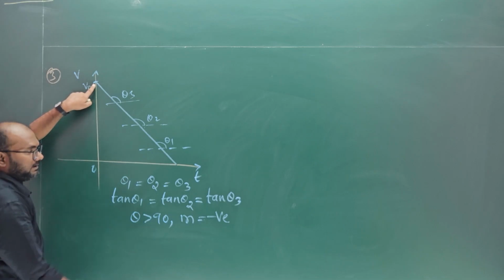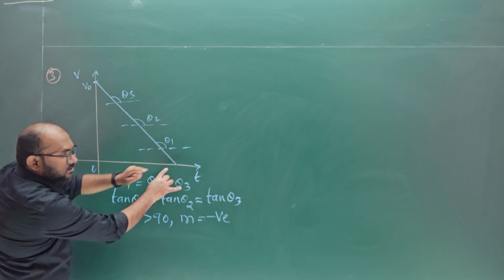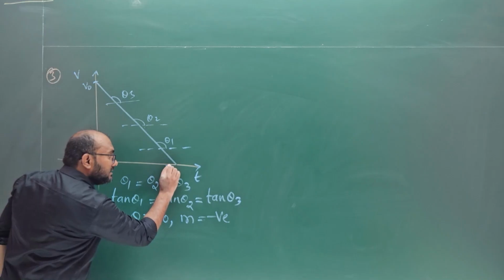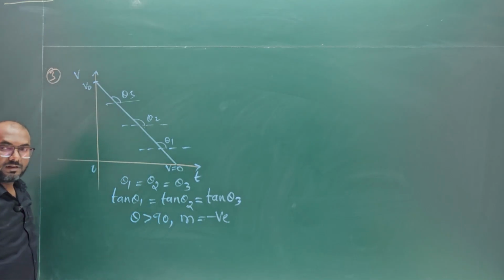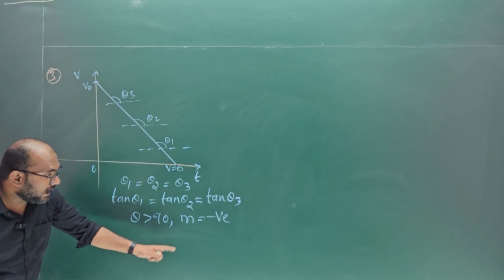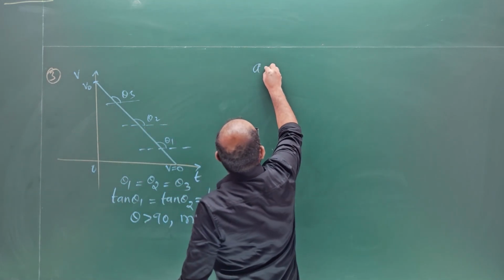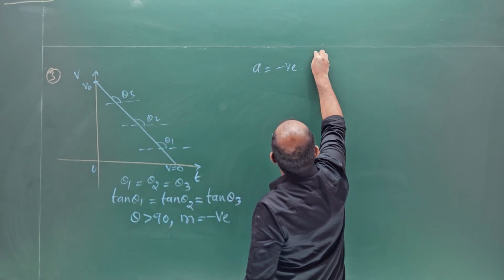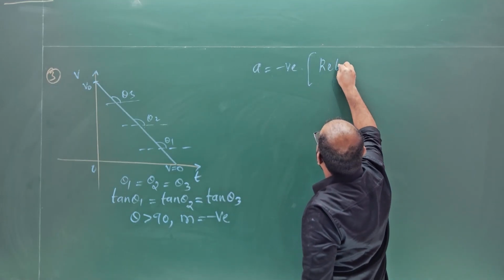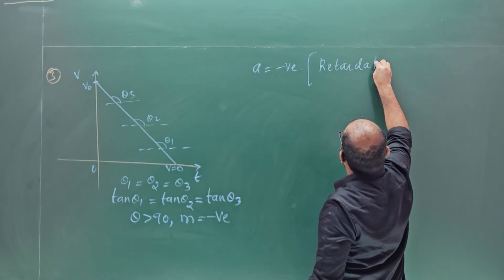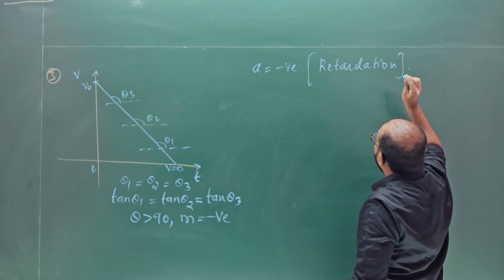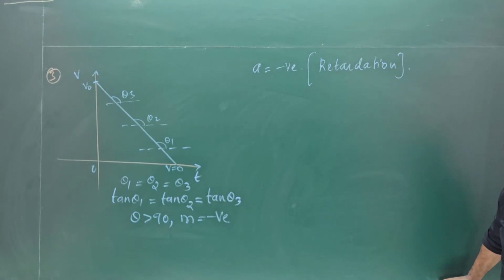Now, by checking this graph, can I say that at t equals 0, what is the velocity? v0. At t equals t, what is the velocity? 0. So here, can I say that velocity is getting to 0? If velocity is getting to 0 and slope is negative, then can I say that acceleration is also negative, and this negative acceleration is nothing but retardation? Yes or no?